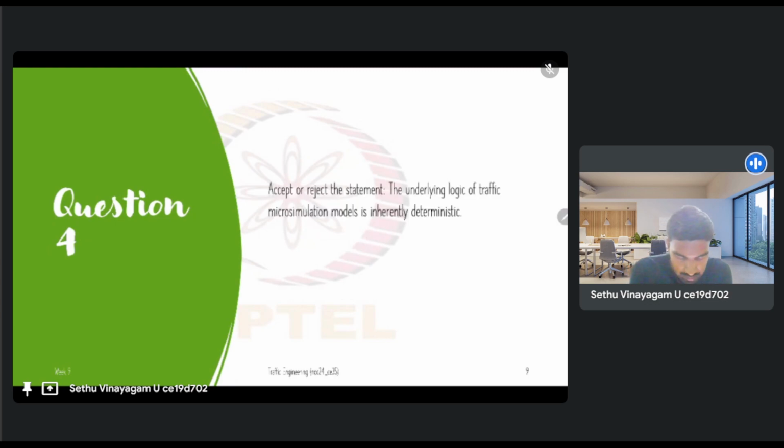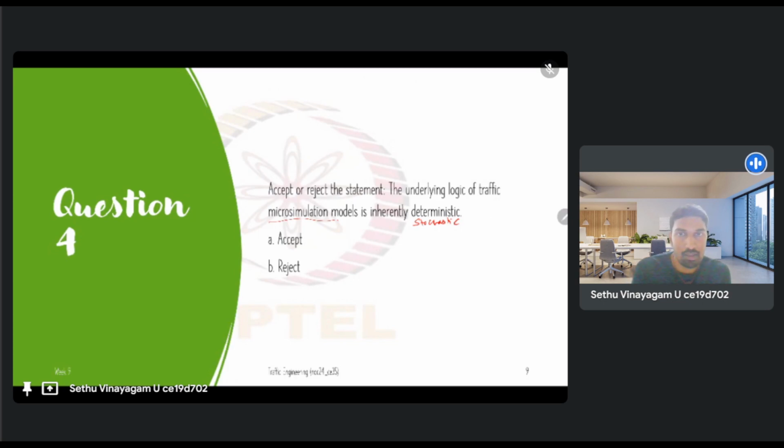Okay, question number 4 is, accept or reject the statement: the underlying logic of traffic microsimulation models is inherently deterministic. Here we are talking about microsimulation models. The underlying logic is not deterministic, it is stochastic in the microsimulation model, which means that we have a predefined distribution for the different parameters. The parameters of the distribution will be calibrated in the model, but they are not deterministic, which means each time some random draws from that distribution will be picked up.